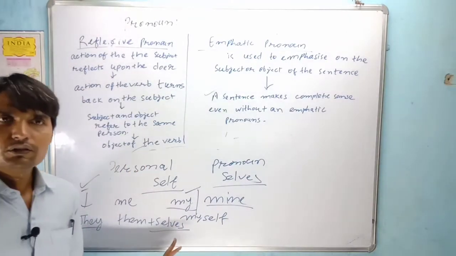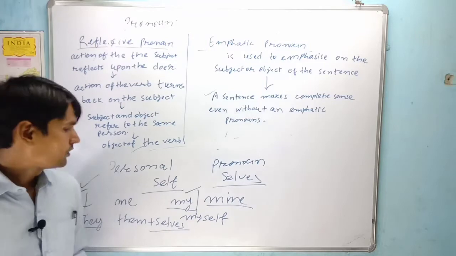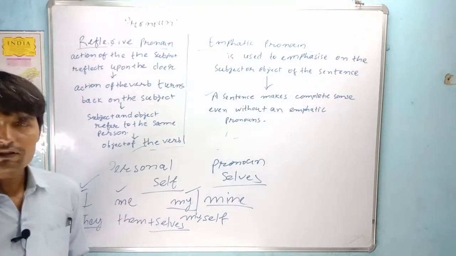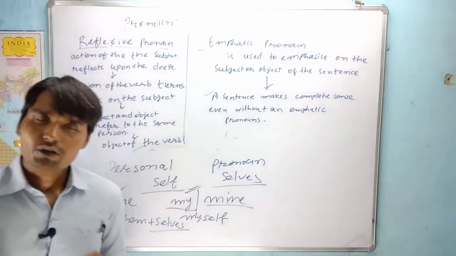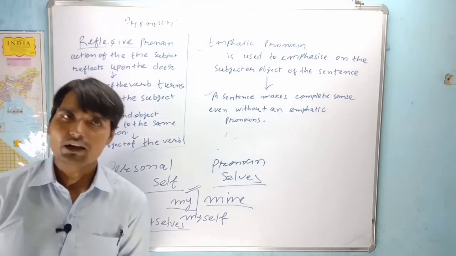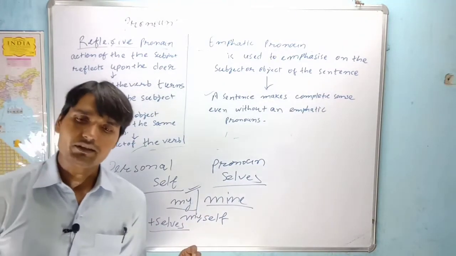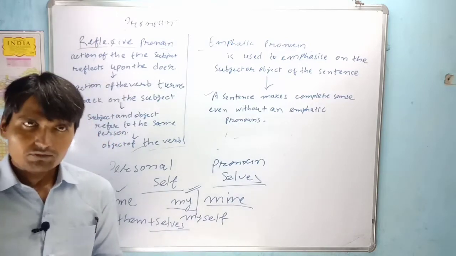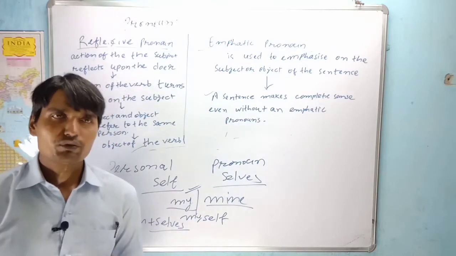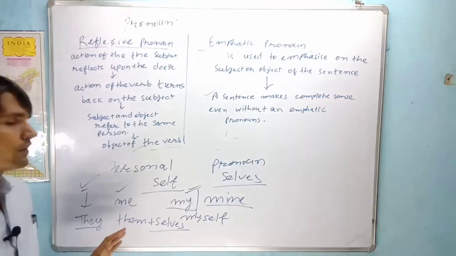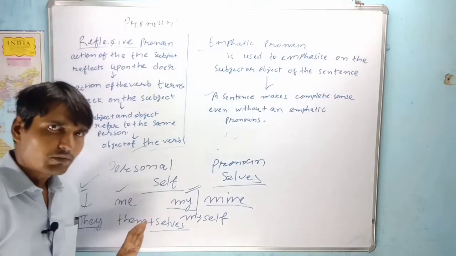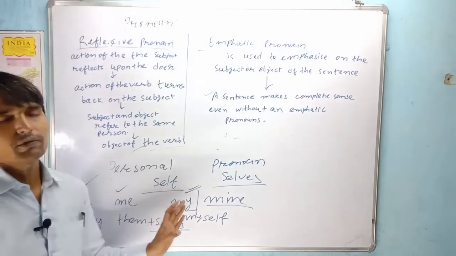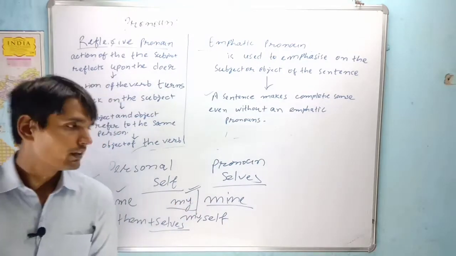Sometimes self is made with the objective case, and sometimes self or selves is made with the possessive case. It is not limited that self and selves are always made of the possessive case. So you need to notice always here that self and selves both are made of both cases, that is the objective case pronoun and possessive case adjective.